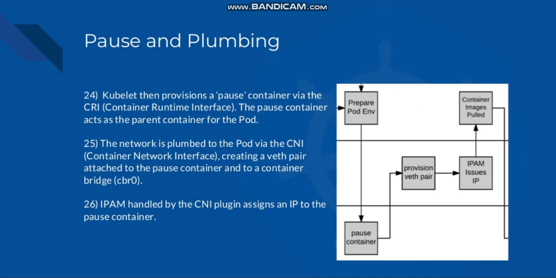The kubelet then provisions a pause container via the CRI, that is the container runtime interface. The pause container acts as the parent container for the pod. The network is plumbed to the pod via the CNI, creating a veth pair attached to the pause container and to the container bridge. IPAM handled by the CNI plugin assigns an IP to the pause container.